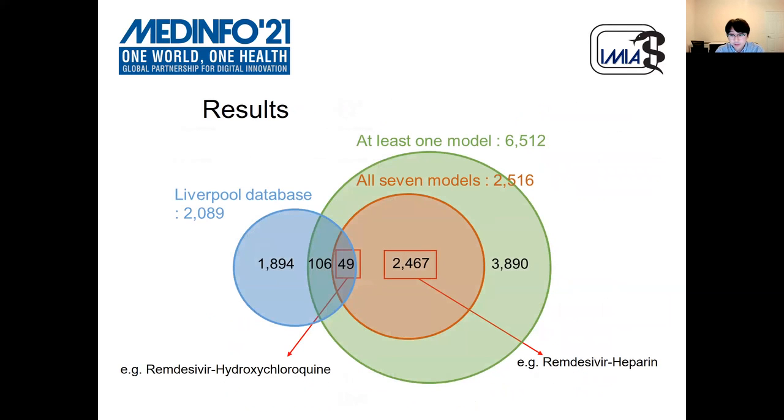This is a Venn diagram describing our result. There were 2,089 DDIs confirmed in the Liverpool database, while there were a total of 6,512 DDIs which at least one of the 7 models detected in the FAERS database. The number of DDIs which all 7 models detected was 2,516. Among them, 49 pairs were significant in both the Liverpool database and the 7 models. There were 2,467 pairs detected by the 7 models, but not found in the Liverpool database.